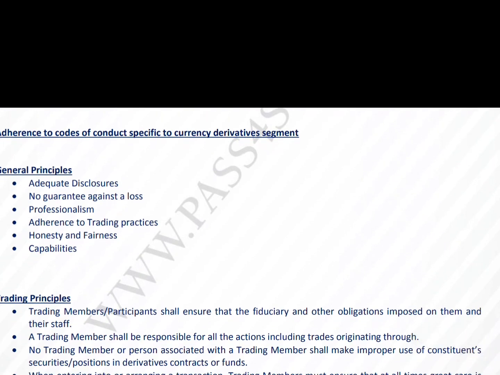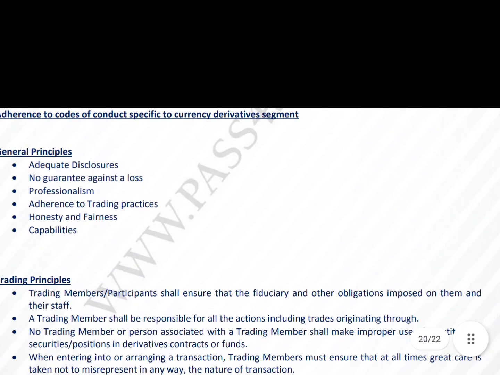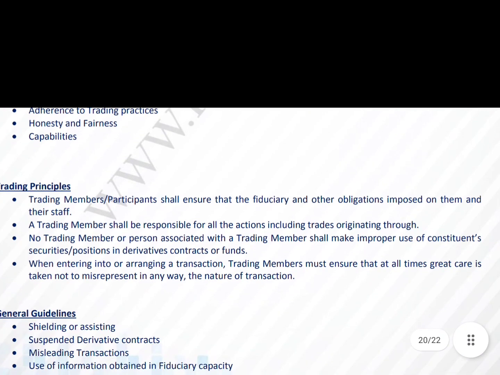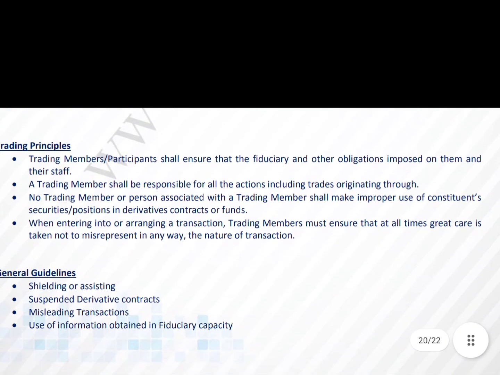So guys, are you seeing this PDF? General principles, trading principles, general guidance.